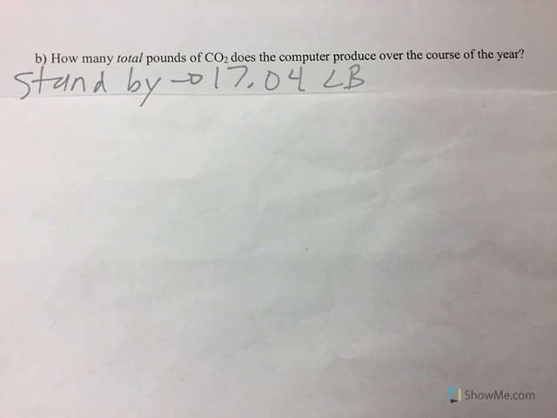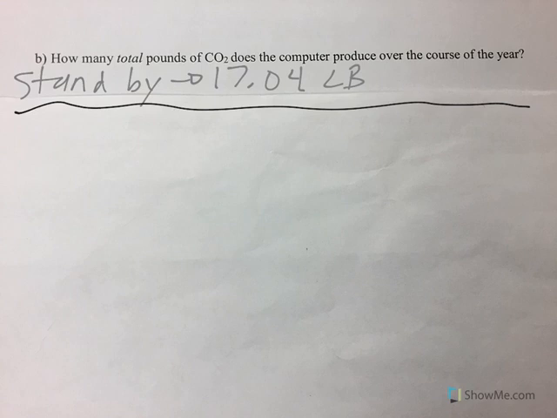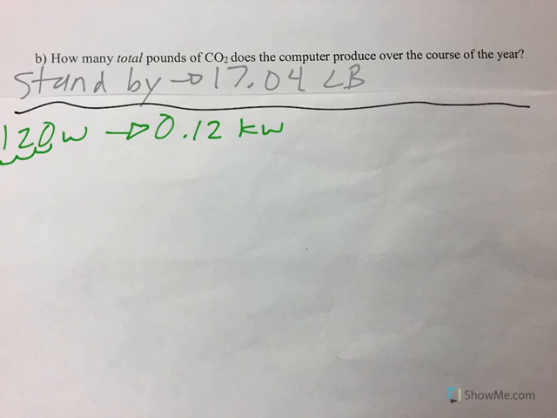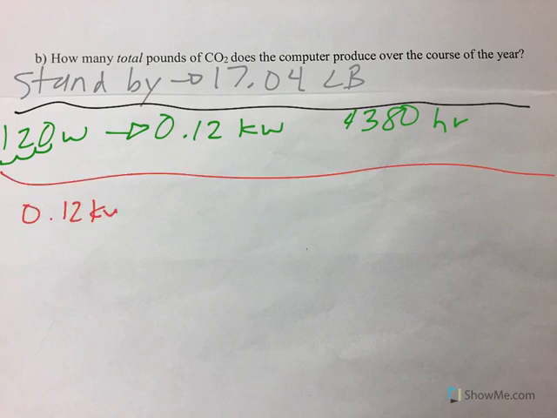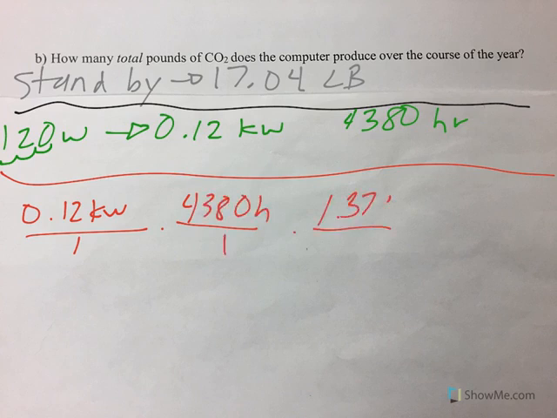Well, what about for the other half? Well, the other half is when it's being used. And if you reference back to a different page where you talk about watts being used, computers use 120 watts when they are in use. So if I want to change that to kilowatts, again, I go left 3 places, that's 0.12 kilowatts. And we're doing this for 4,380 hours, right? The other half of the year. So, kilowatts times hours times 1.37 pounds per 1 kilowatt hour means when a computer is being used, it creates 720.07 pounds of CO2 for the year.